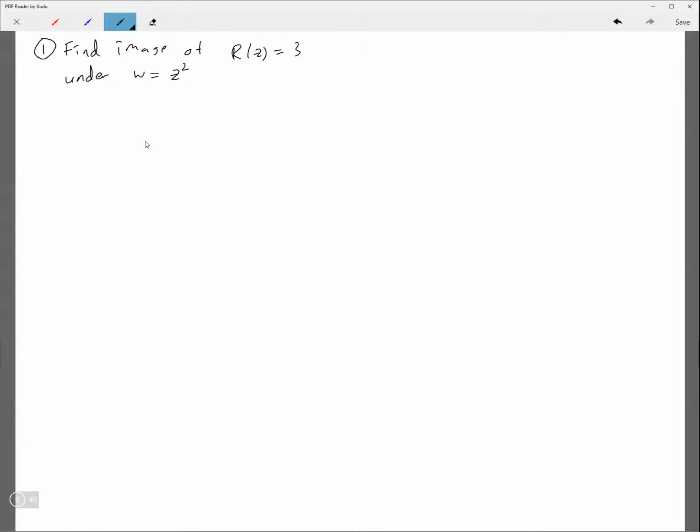But if you're just going into it and you have no idea, then here's a tactic that you can use. Essentially, this is the real part of Z. So let me give you an idea of what we're trying to do. Okay, so here, this is the real axis and the imaginary axis. And then real part equals 3, that would be over here at 3, a vertical line at 3. So what we're trying to do here is if you take each point on this vertical line and you square it, what object do you get over here?